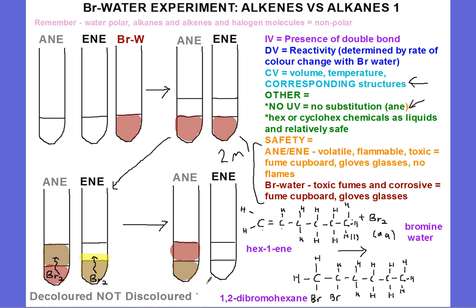Now, one note, and I think I've been bad at this in the past, I tend to say that the bromine water has been discoloured, but technically discoloured means changed to an unwanted colour. If you had white wallpaper and it turned yellow, that would be discoloured, it's turned to the wrong colour. In actual fact, what's happened is the bromine water has been decoloured, which means it has lost its colour. So please use the word decoloured rather than discoloured.